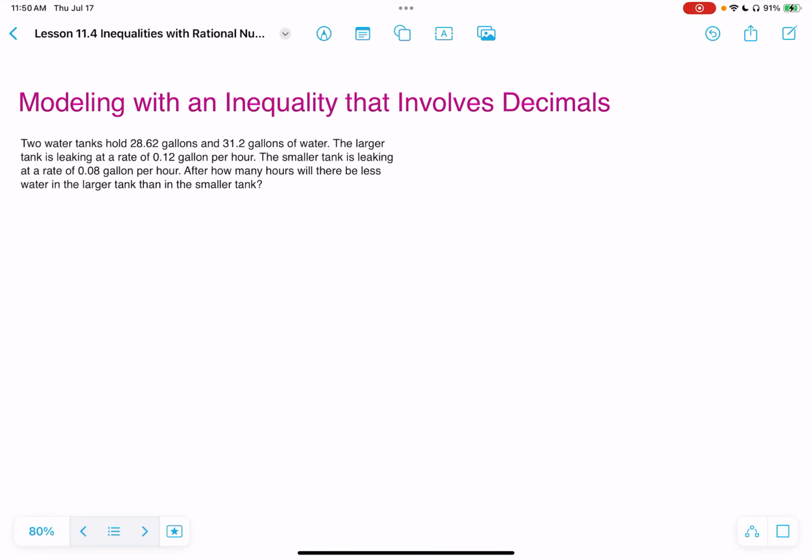Two water tanks hold 28.62 gallons and 31.2 gallons of water. The larger tank is leaking at a rate of 12 hundredths of a gallon per hour. The smaller tank is leaking at a rate of 8 hundredths of a gallon per hour. After how many hours will there be less water in the larger tank than the smaller tank?